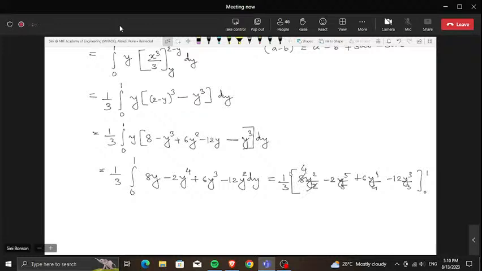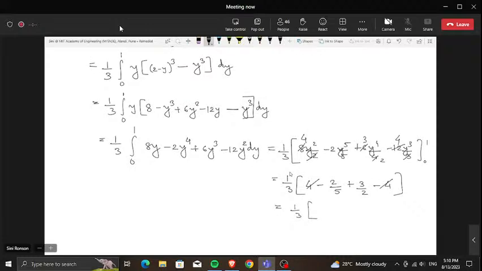Simplifying this, you can see here this is going to get cancelled. Here, these 3s are, these 2s are, and this 3 and 4. So now when I put the limit 1, I'm going to get 4 minus 2 by 5 plus 3 by 2 minus 4. And when I put 0, it is all 0. This and this get cancelled. And finally, solving this, you can see the LCM is going to be 10.